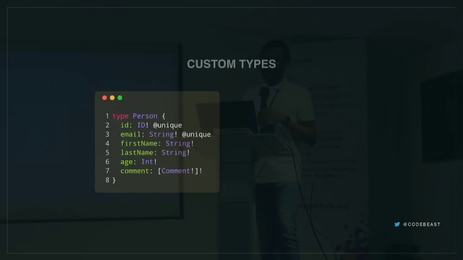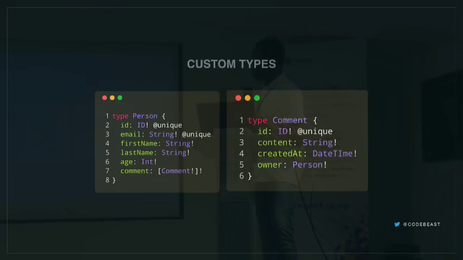So these are what custom types look like. You've seen them previously. We have a person type with different fields, and a comment type with different fields. You can see we are building a relationship here. The person can own multiple comments, and a comment can be owned by one person. So you can actually define relationships in your SDL, your schema definition language.